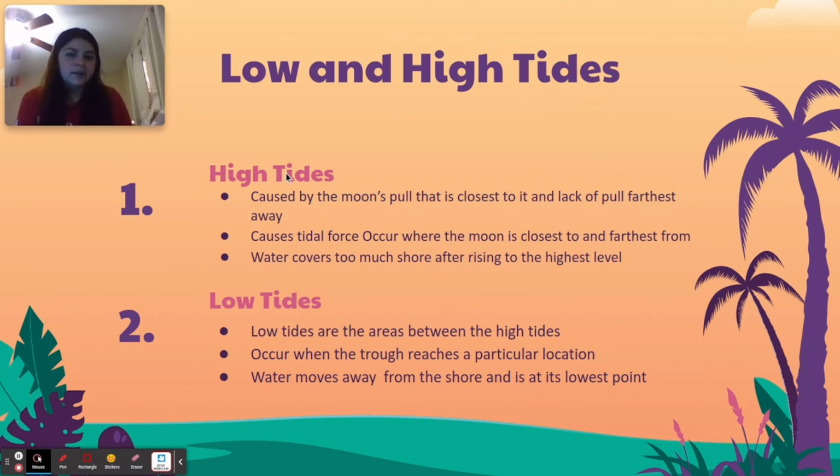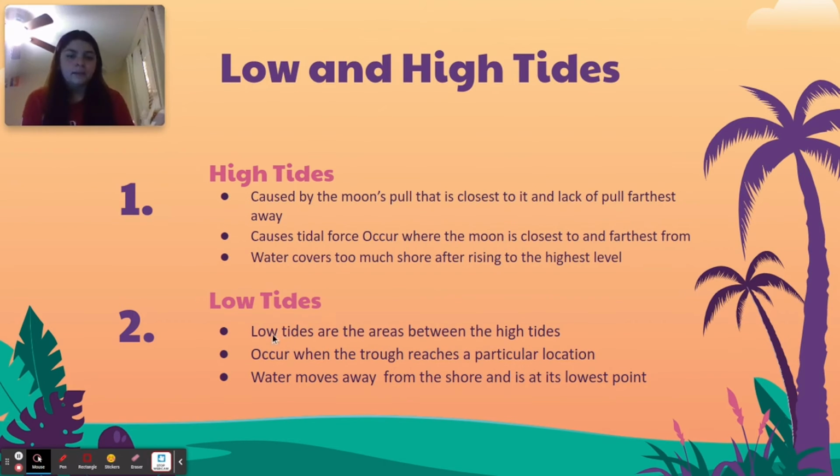Low and high tides are caused by the moon's pull, which pulls strongest on the closest water and weakest on the furthest away. High tides are caused by the moon's pull, which can cause tidal force to occur when the moon is closer. The water covers too much shore after the high tide rises to its highest level.